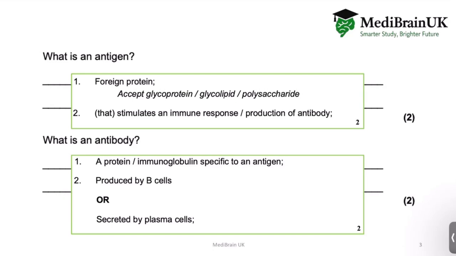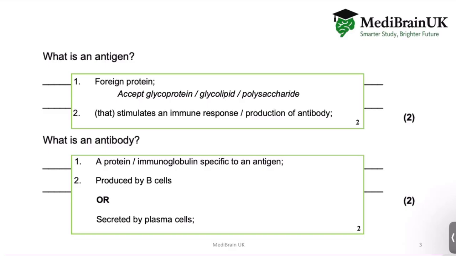In terms of the definition that you need to be familiar with, that you need to write down in your notes, that you need to memorize, is this definition. I'm not going to give you any other form of the definition. This is literally the only definition that you need to be aware of. So what is an antigen? We've looked at it before. An antigen is a foreign protein which stimulates an immune response.